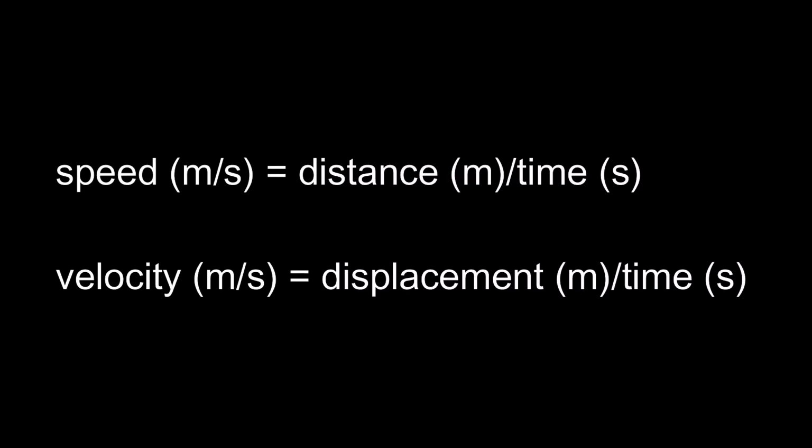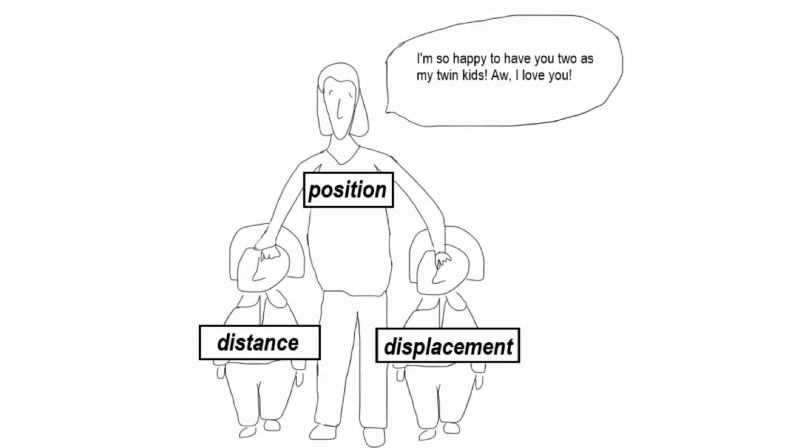Here are the mathematical formulae for speed and velocity. Speed is distance over time. Velocity is displacement over time. Both distance and displacement are related to position, hence why velocity is often confused with speed.